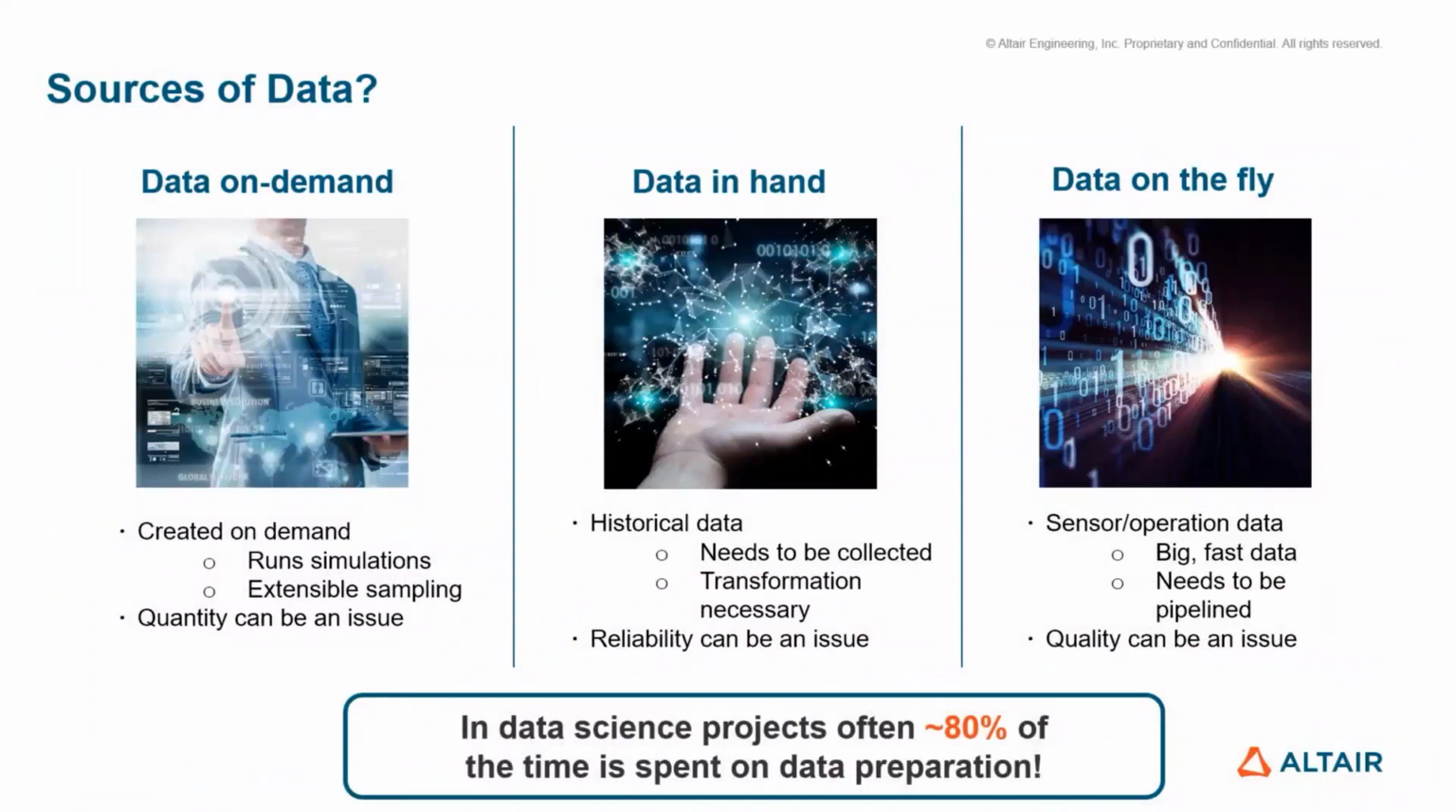Now the question comes: do you have the data? When I was defining the problem for the 3D printing part, I already had 500 parts of data in my hand. So data in hand is historical data. I just have to take the data, which might be in an Excel file or a database. But that is not always true. Many times, data will not be in a file. So either you have to generate the data on demand, or you have to generate data on the fly.